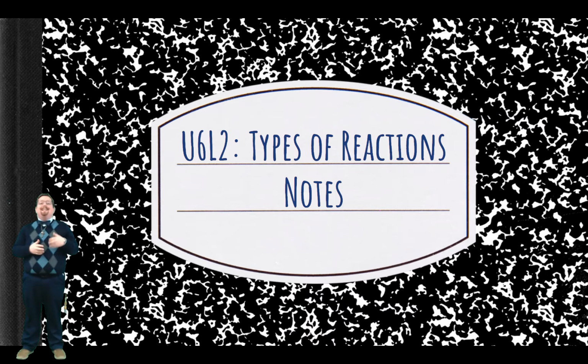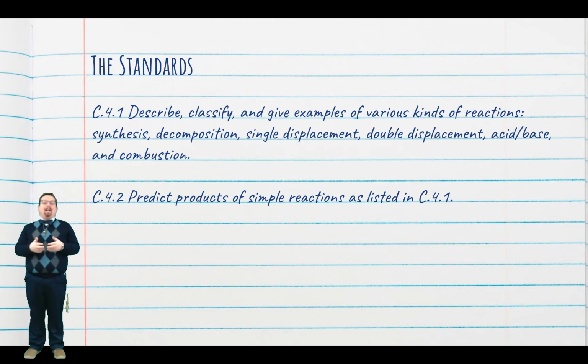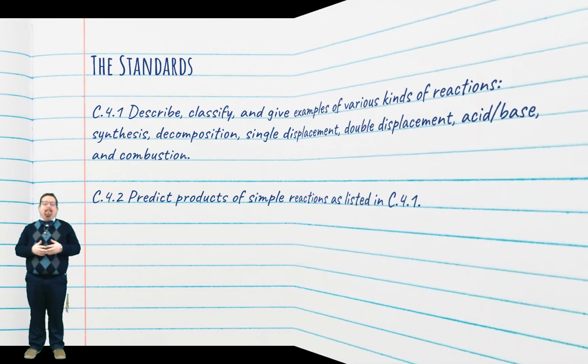Today, in our second lesson of Unit 6, you'll be learning about the types of chemical reactions and how to predict the products of them. This lesson covers standards C.4.1 and C.4.2, which ask you to describe, classify, and give examples of various kinds of reactions and to be able to predict the products of those types of reactions.